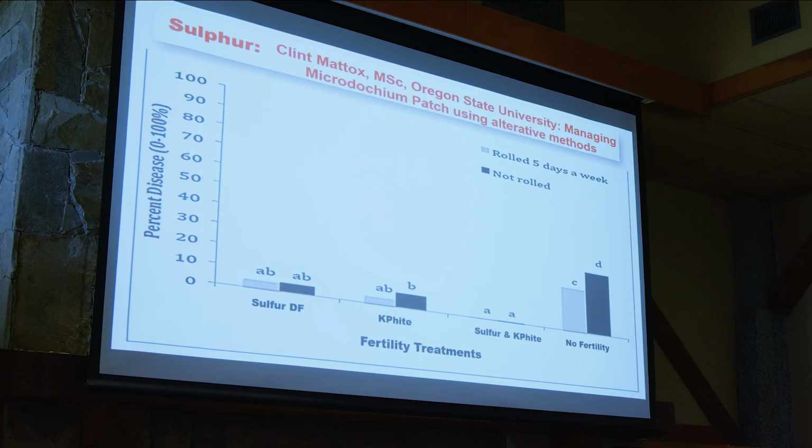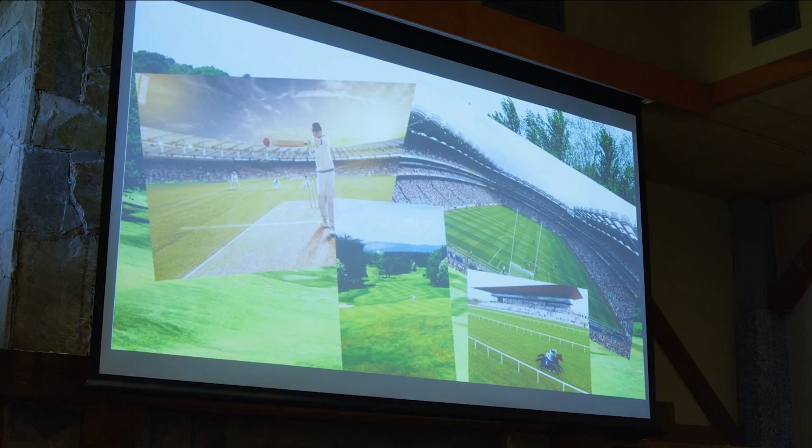So all of these elements and compounds I've been mentioning have these added benefits of helping to reduce disease. You saw this a minute ago from Clint, where sulfur and potassium phosphate on their own controlled it. Combining them together along with rolling is very effective as well.